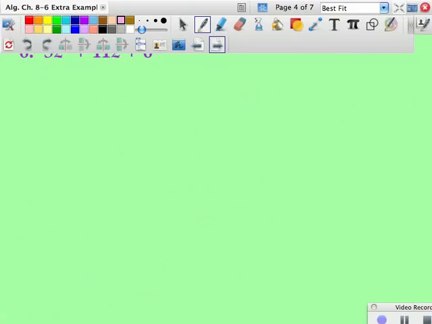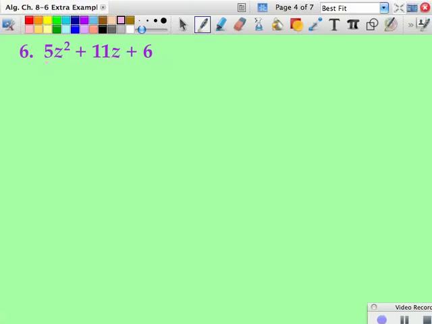Okay, so here's another one. So multiply first and third terms. So multiply, and you would get 30. Add to get, I don't know why I put 15. I made that up completely. Sorry. And, okay, there we go. Add to get 11.